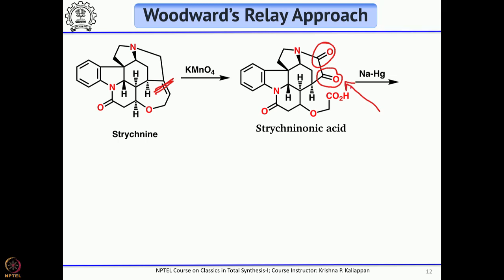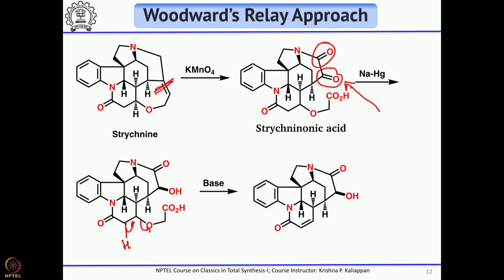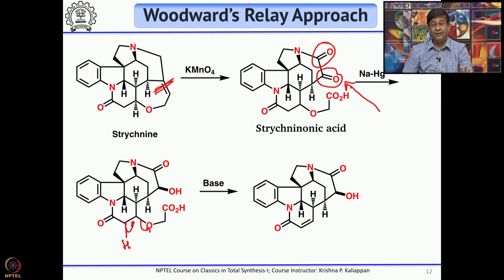It will not touch the lactam, it will reduce only the ketone to get the corresponding alcohol. Now this alcohol, upon treatment with base, what happens if you have hydrogen here? See, this hydrogen is acidic, so base will pick up this proton and it undergoes elimination to give this alpha beta unsaturated lactam. Okay, so this Woodward and his group made in large quantity.